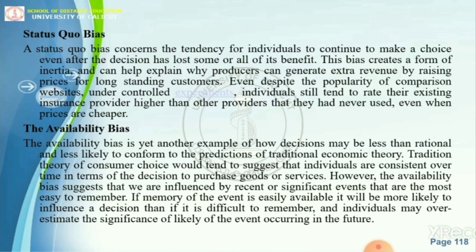They will be biased. So the traditional theory of consumer choice would tend to suggest that individuals are consistent over time in terms of decisions to purchase goods and services. However, the availability bias suggests that they are influenced by recent or significant events that are the easiest to remember. If the memory of an event is easily available, it will be more likely to influence a decision than if it is difficult to remember, and individuals may overestimate the likelihood of the event occurring in the future. So different experiences have a different feedback effect.